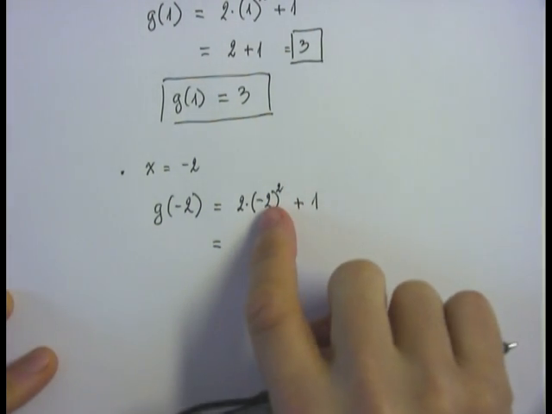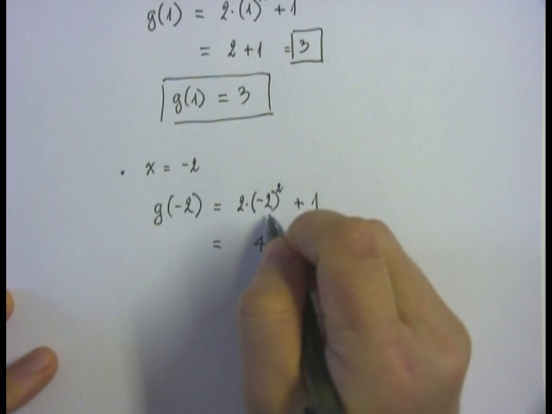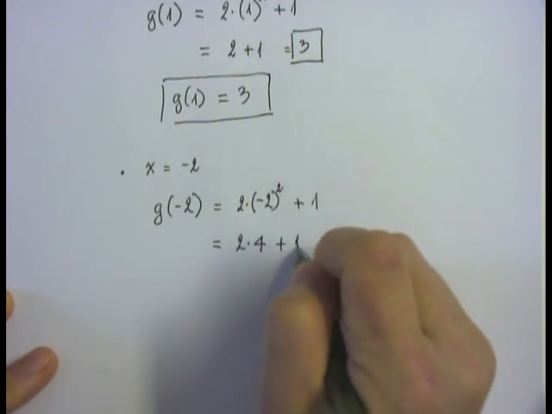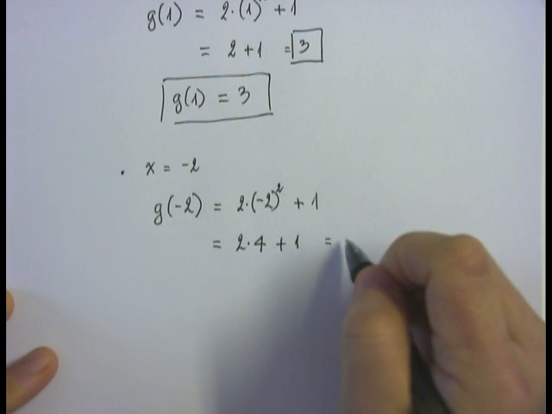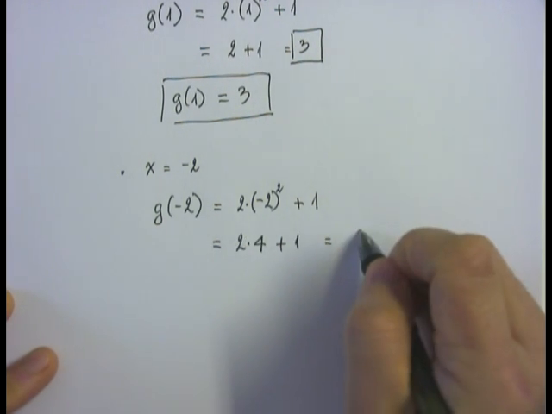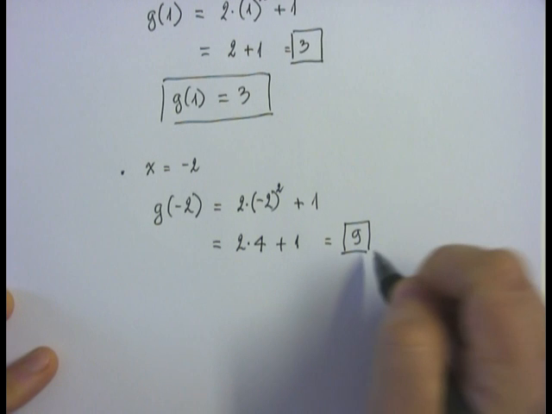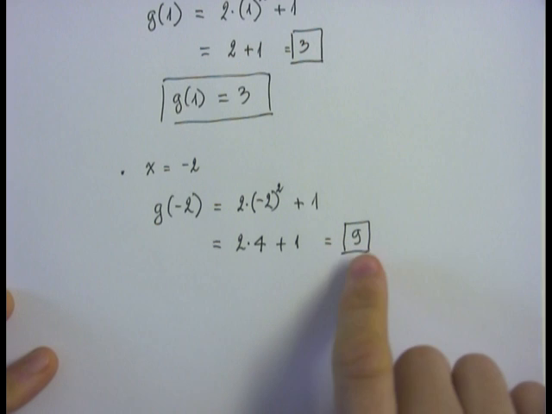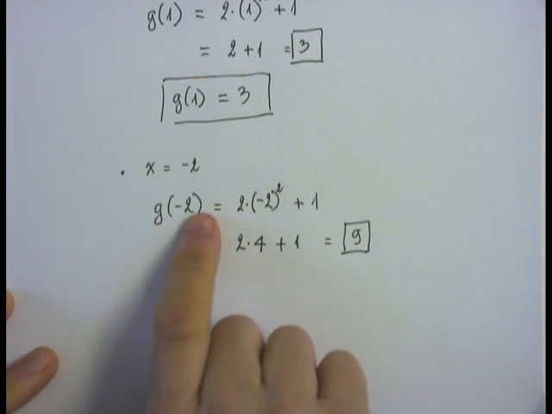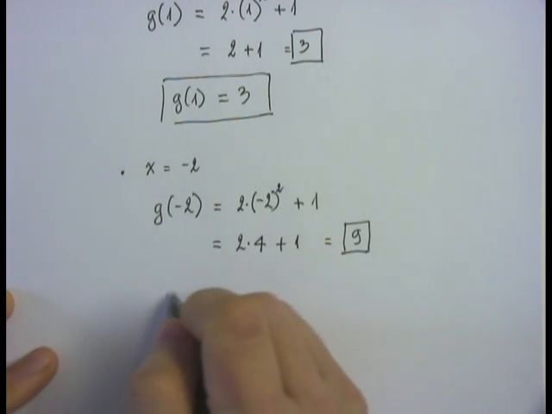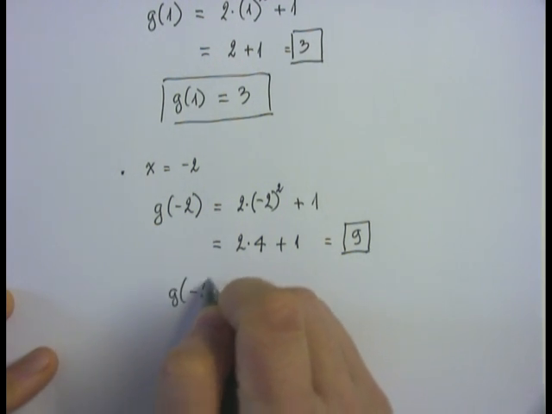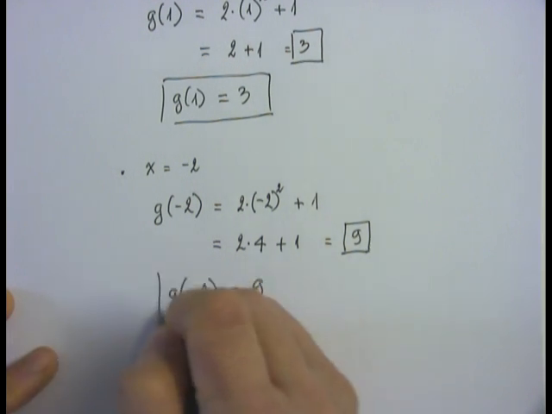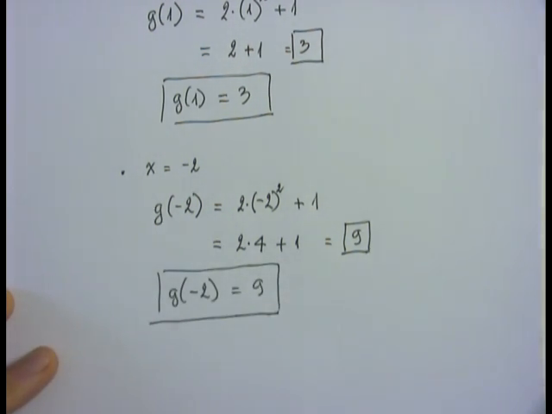So now squaring the -2 is going to be a positive 4, times the 2 again, and plus 1. And so now your overall answer, 2 times 4 is 8, plus 1 is 9. So your answer is a positive 9. And once again, 9 here is the function's value, the value of g after the input takes -2 as the value. Or I can say g of -2 equals 9. Okay, so that's how we do function evaluations.